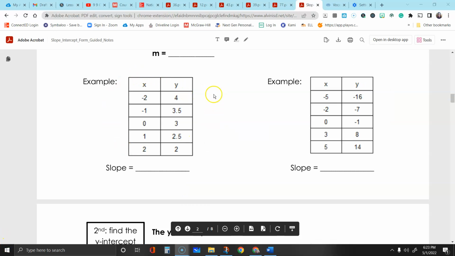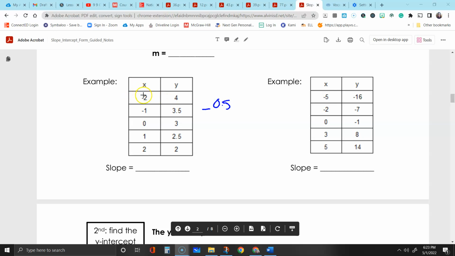Let's look at the next example. What would our slope be? We go 4 to 3.5, 3.5 to 3, 3 to 2.5. We're getting smaller. So we know it's dropping, so it's a negative slope by 0.5, 0.5.